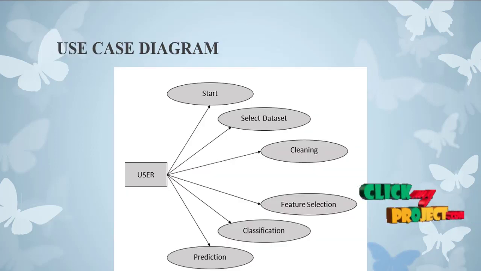And then here is the use case diagram. From the user we start and import the dataset. Cleaning is the pre-processing, then feature selection, then train and test classification, and fit the model with CNN, and finally we predict fake or real.